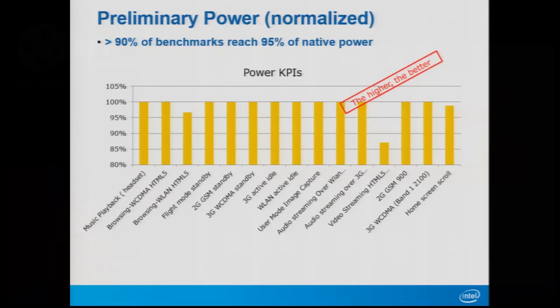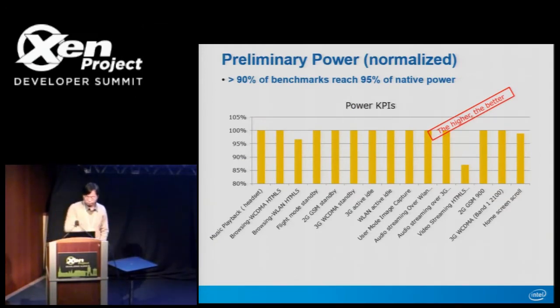Okay, that is a preliminary power update. We get, at the beginning, you can see that more than 90% of the benchmarks reach 95% of native power. But we also found several gaps. First is browsing, when the user tries to do web browsing over Wi-Fi or video streaming over Wi-Fi based on the HTML file.